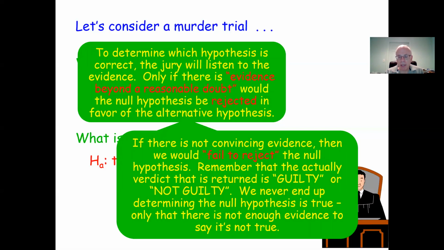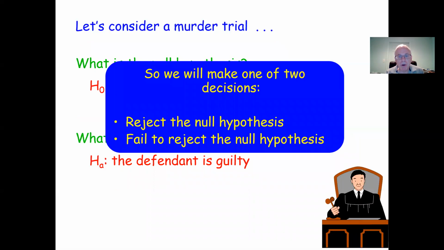So those are the two decisions that we can make with hypothesis testing. Either there is enough, compelling evidence to reject the null hypothesis and assume that the alternative hypothesis is true, or there's not enough evidence to reject the null hypothesis, and we state that we fail to reject the null hypothesis. We never say we accept the null hypothesis. So here are our two decisions, and these are the two decisions that we'll be making in hypothesis tests.